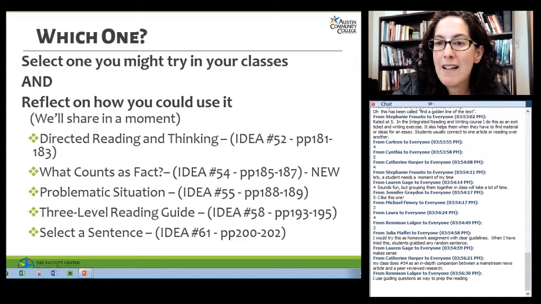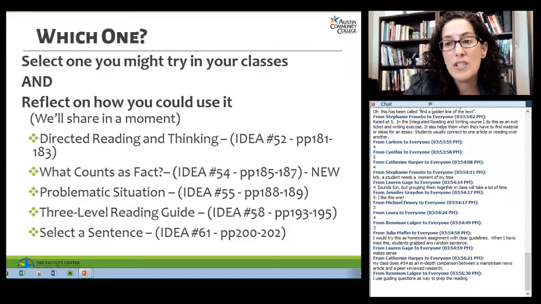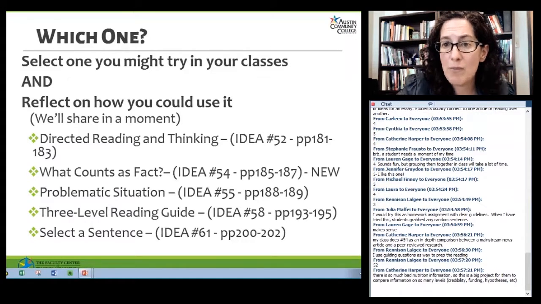Renison says he uses guiding questions as a way to prep the reading. So that directed reading and thinking, to tell them ahead of time what they're going to be reading and get them to think about it, or else that 3-level reading guide. I don't know which one you're talking about. But yeah, those questions to prepare them to read is super important. Okay, 52. Okay, so that directed reading and thinking. That makes sense.